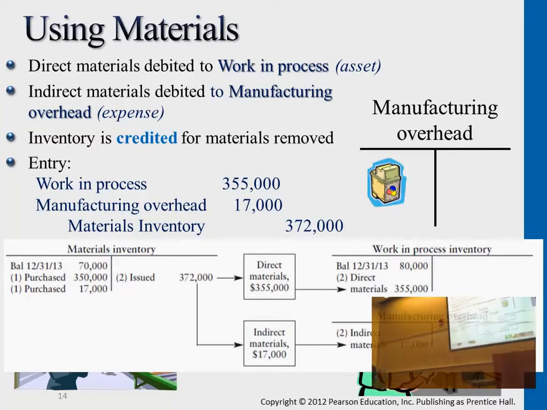Okay, so this example here tells us that beginning is 70,000. We made new purchases, 367,000. Let's just change it to this. And now, once the production team requests the materials to start producing the products, a portion of it turns into work in process, the indirect portion turns into manufacturing overhead. Right? First two entries.